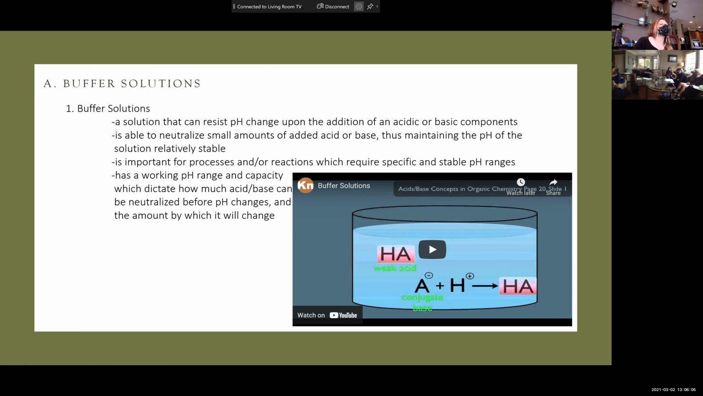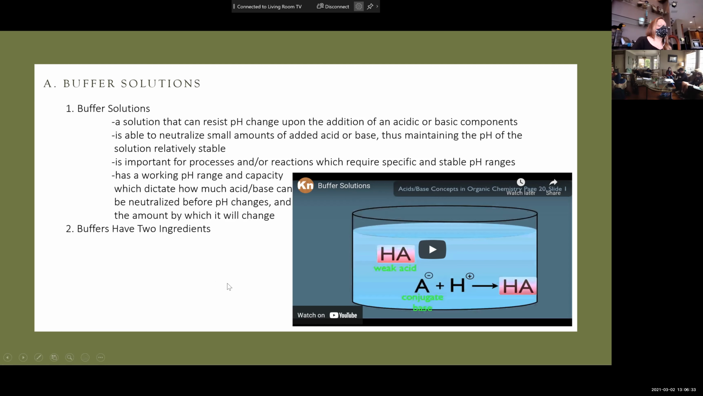What did I type wrong now? I'm not sure if dictate should have an S on the end. It should be dictate or dictates. It's plural, range and capacity, two subjects. Which dictate, yeah, you could say which dictate. Range and capacity, two things.